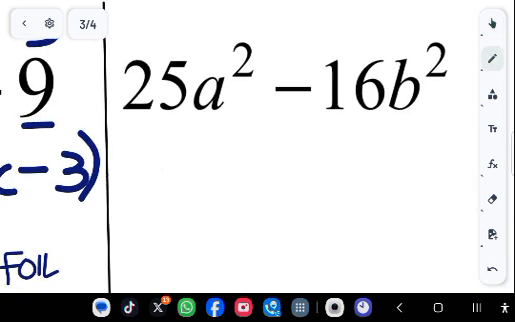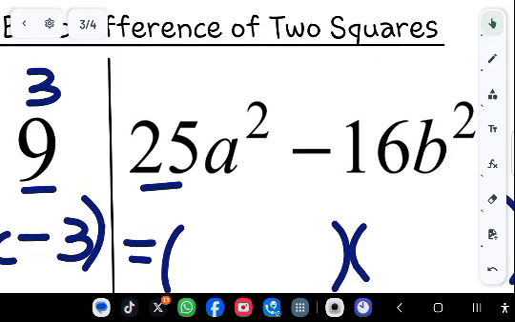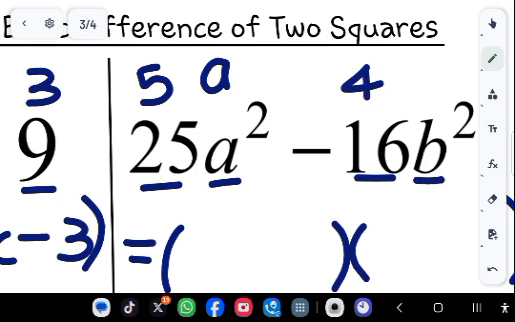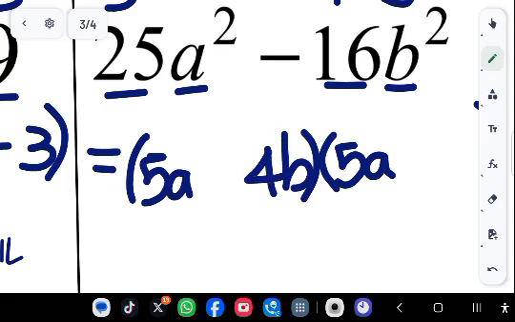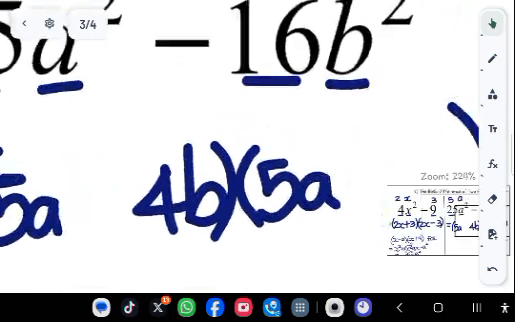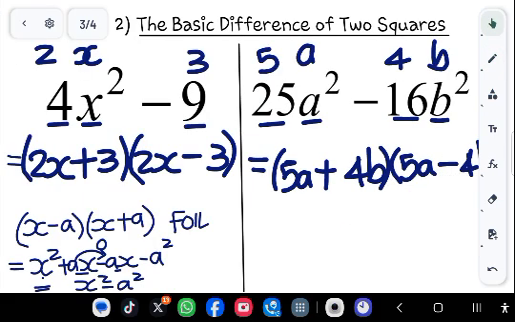Look, same story over here. Two pairs of brackets. Now we find the square root of the first term. It will be compound here. The square root of 25 is 5, and the square root of a squared is a. The square root of 16 is 4, and the square root of b squared is b. So here, that will be 5a and 5a, and then in the second ones, it will be 4b and 4b. And that's how you work this one. And in one bracket, you put plus, and in the other bracket, you put minus. That's all it takes to factorize the difference of two squares.